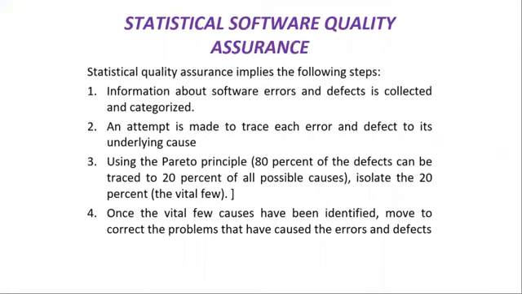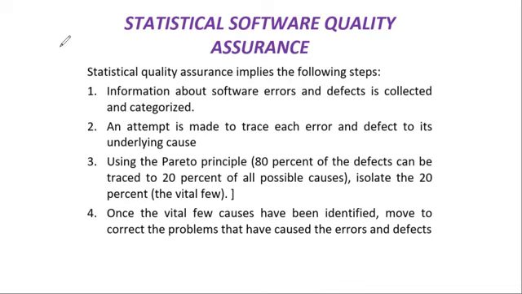Then the next one is statistical software quality assurance. Now, statistical quality assurance reflects all the different growing trends that are there within the industry. The statistical quality assurance follows a few steps. The first one is that information about software errors and defects is collected and characterized. That is, there are specific errors that are more likely to occur.